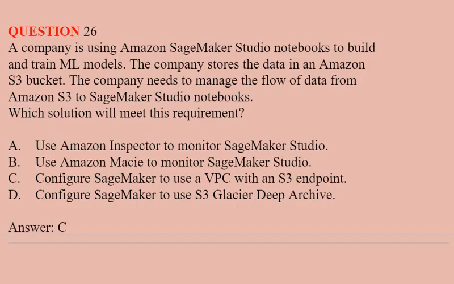Option A, use Amazon Inspector to monitor SageMaker Studio. Option B, use Amazon Macie to monitor SageMaker Studio. Option C, configure SageMaker to use a VPC with an S3 endpoint. Option D, configure SageMaker to use S3 Glacier Deep Archive. Correct answer is option C.